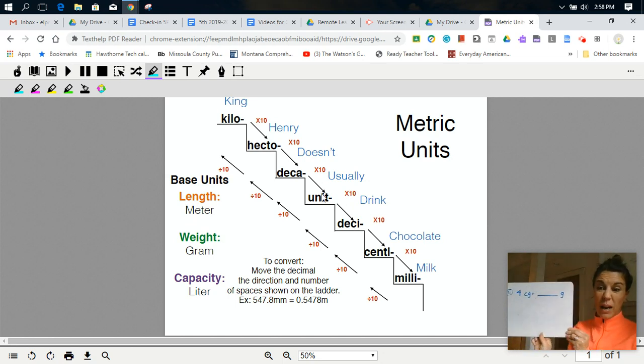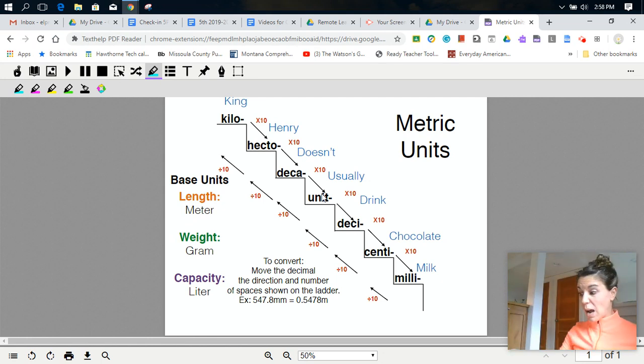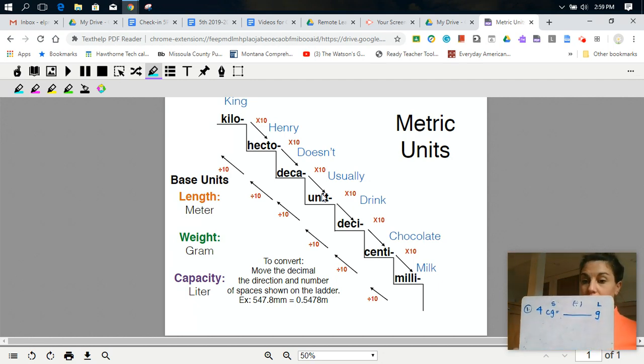Okay, so am I going up or down the staircase? I'm going up, right? Which would mean going from a smaller to a larger unit. And if I'm going up the staircase, what am I doing? I'm dividing because it's not going to take as many of them, right? So again, there's my coding.